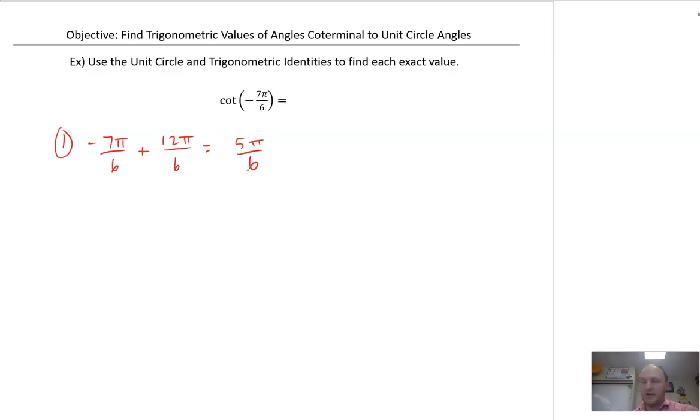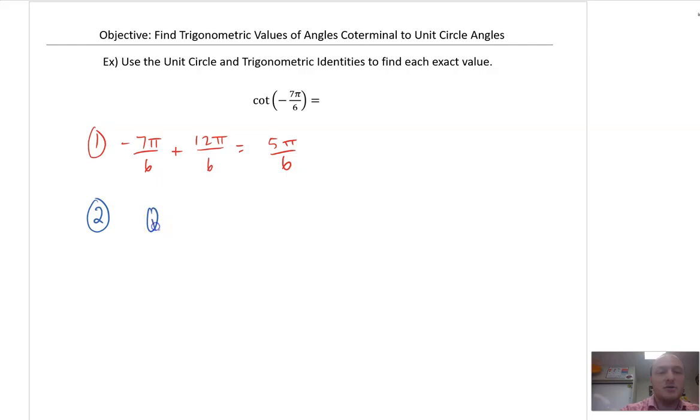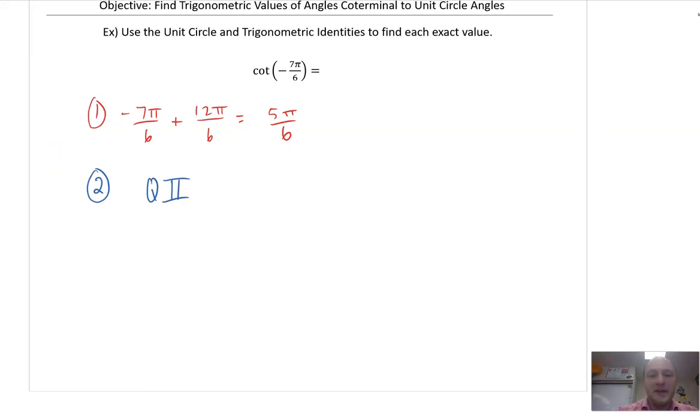Now what I need to determine is where that terminates. Hopefully you know that that's almost 6 pi over 6. That's pi over 6 backwards from pi. So this is quadrant 2. Sorry, I had like a brain freeze there. And in quadrant 2, cotan theta is negative.